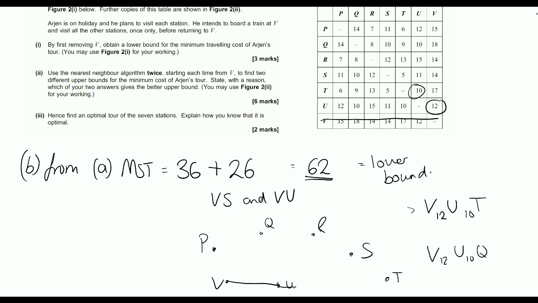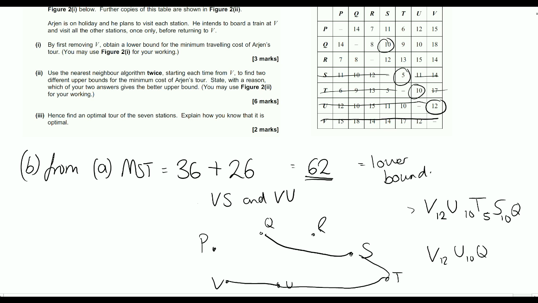So I've just gone U to T. So I'm now at T. Where shall I go next? Let's go to S. So I go to S for length 5. Cross out S. I've done T as well, haven't I? So I'm now at S. Where shall I go? I can go to R, Q, or P. So I'm going to go to Q. So S to Q, which is the length 10.